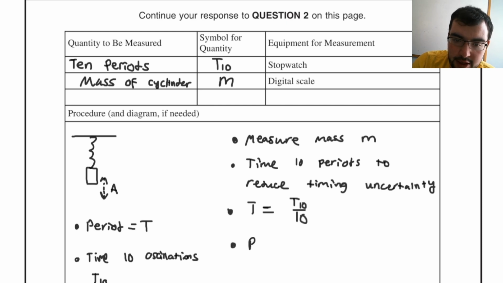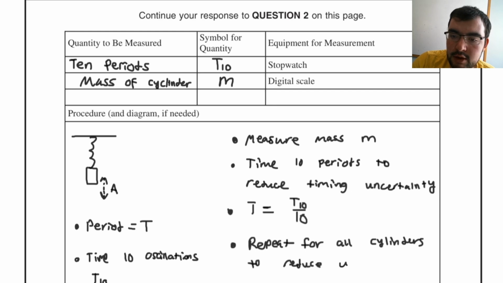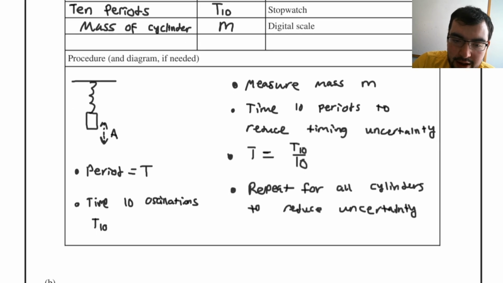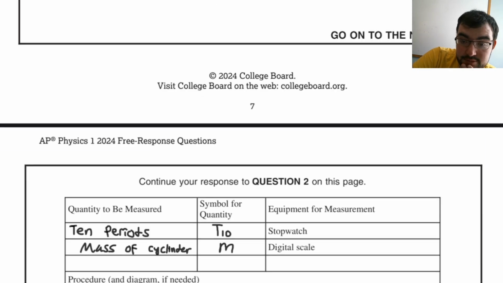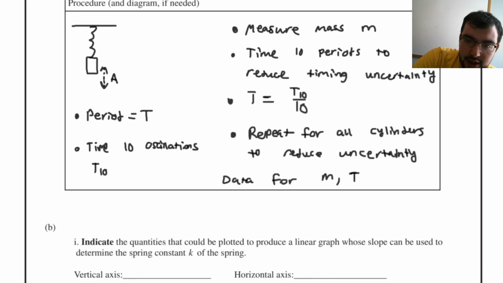Then repeat for all cylinders to reduce uncertainty. So now you have data for M and T. And I believe we just want the procedure, describe the overall procedure there. And then we're going to talk about how to analyze the data.